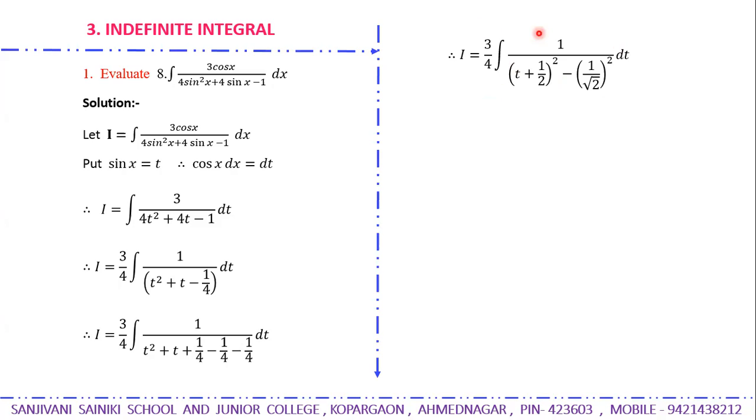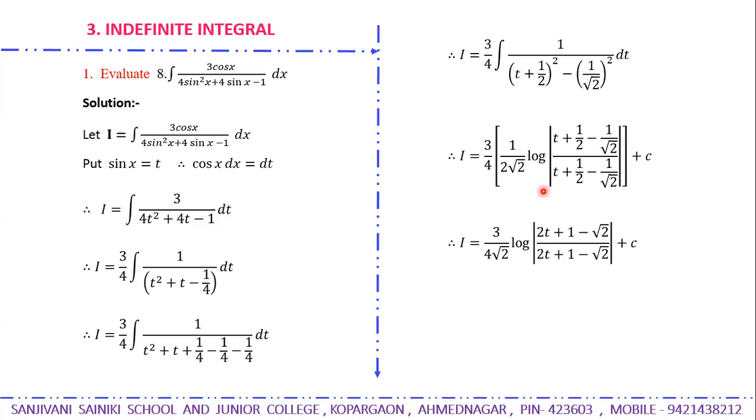So this is in the form of 1 upon x square minus a square, and its integral is given by 1 upon 2a log of x minus a upon x plus a. So use that formula and just go on simplifying. You will get the integral of the given function. So what is I? I is 3 upon 4 root 2 log of 2 sin x plus 1 minus root 2 upon 2 sin x plus 1 plus root 2, plus c.